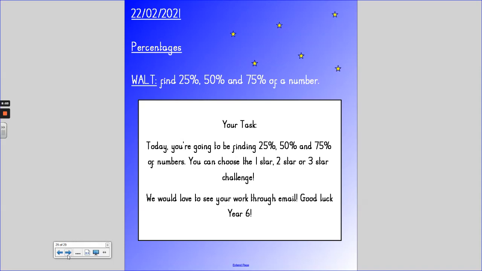Right then, Year 6s, over to you. So there is a worksheet on the website or in your pack where it asks you to find 25%, 50% and 75% of a number. So you can choose the 1-star, 2-star or 3-star challenge.